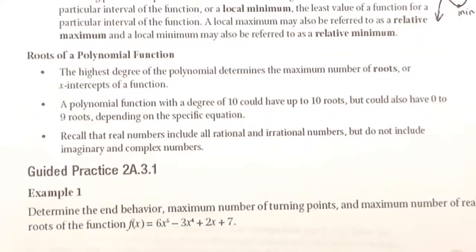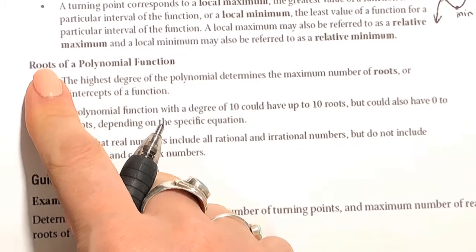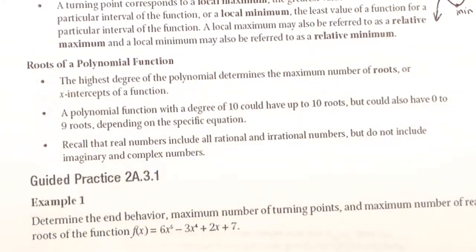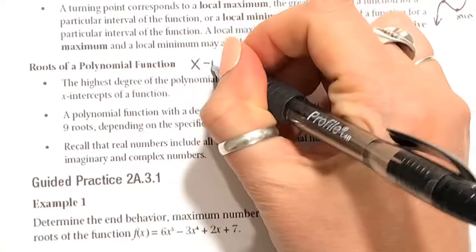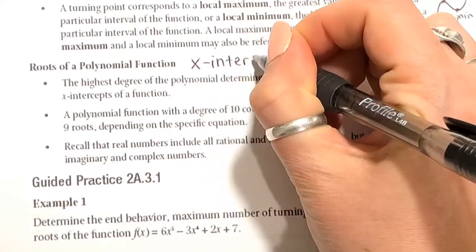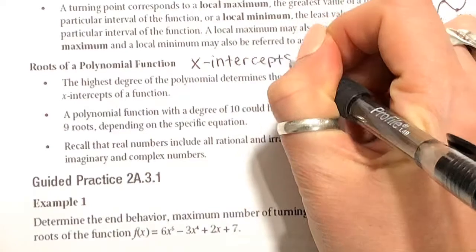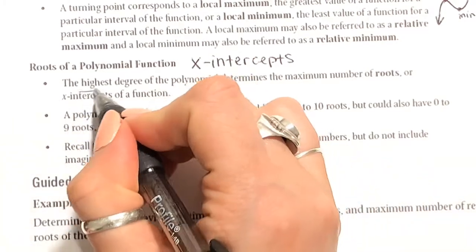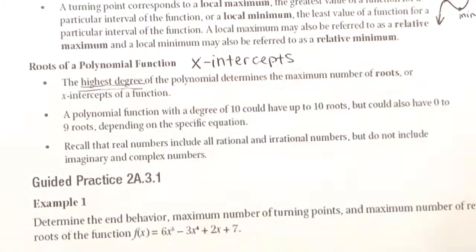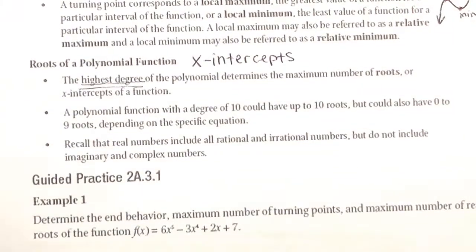Okay, another characteristic we like to talk about is the roots. You've probably heard this term in math before. The roots of a polynomial function are your x-intercepts. That's just another name for it. These are where you're crossing your x-axis. A lot of you already know how to find x-intercepts or roots, but just based off of your function, you can tell how many roots you could have. That's going to be just the highest degree of your polynomial. So that's going to be the maximum number of roots.